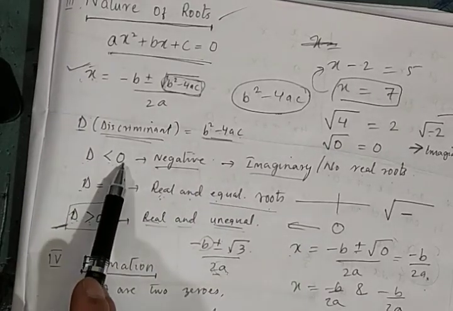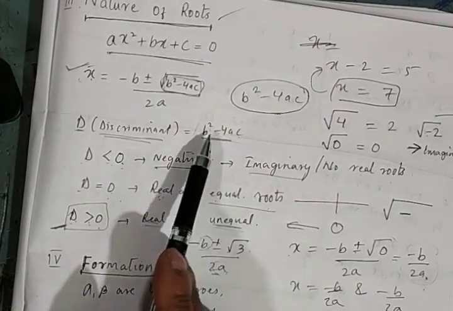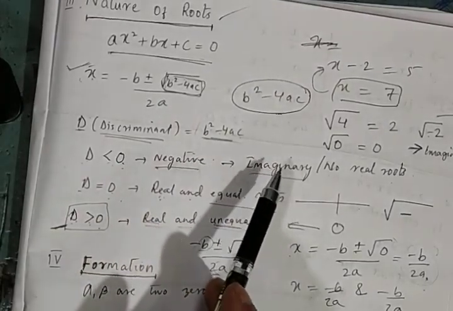Discriminant less than 0 means square root of a negative. What is the discriminant? You have to know. b square minus 4ac is the discriminant. You have to know what a, b, c are.